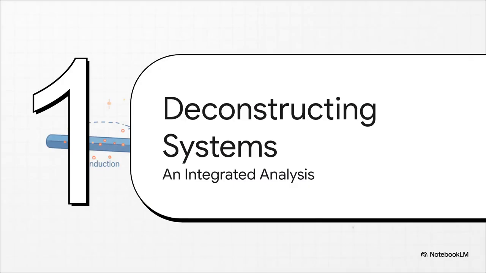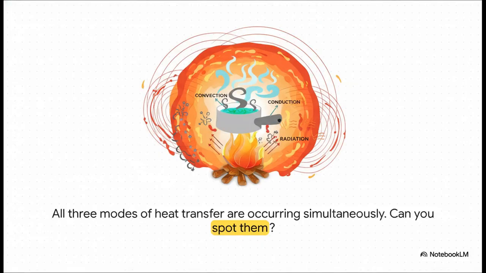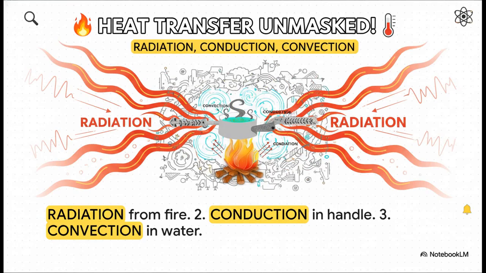Okay, so we've looked at the three modes separately. Now, let's put it all together and apply our framework to a real-world scenario where all three are happening at the same time. Take a close look at this campfire scene. We've got a fire, a pot, and water inside. This is a perfect little thermal system. So using what we've just talked about, take a second, see if you can pinpoint where conduction, convection, and radiation are all at play. All right, did you spot them?